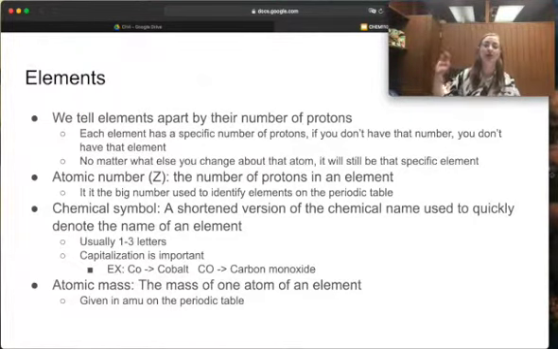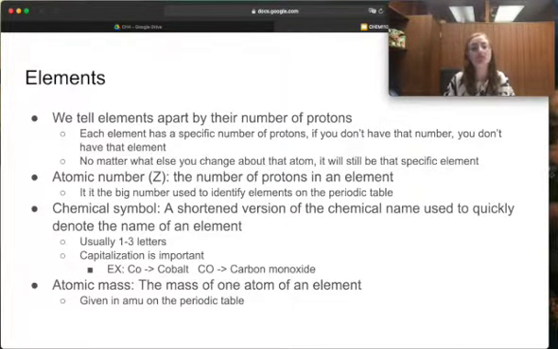Later on, we're going to talk about what happens if you change the number of electrons or change the number of neutrons in a particle. We'll worry about that later. You change the number of protons, you change the identity of your particle, okay?